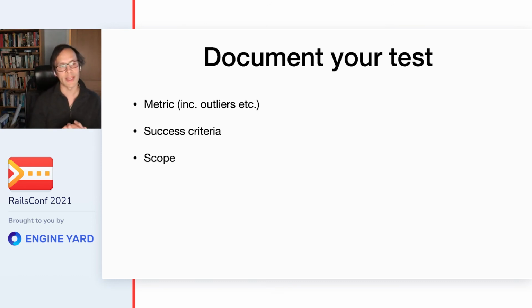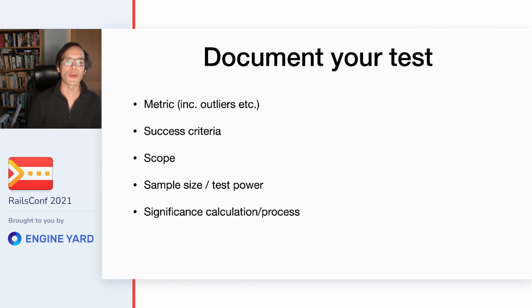The scope, as we mentioned, what exactly is on the test, what pages, what users, and so on. Do your sample size, test power calculations, document all that. And then how you're going to calculate significance and the process around that. And also pick meaningful variant names. Don't just call them control and experiment. You'd be surprised how easily people can get confused around that.